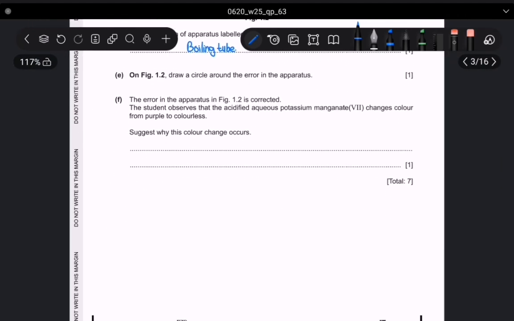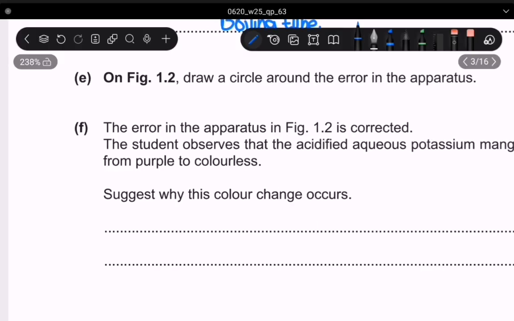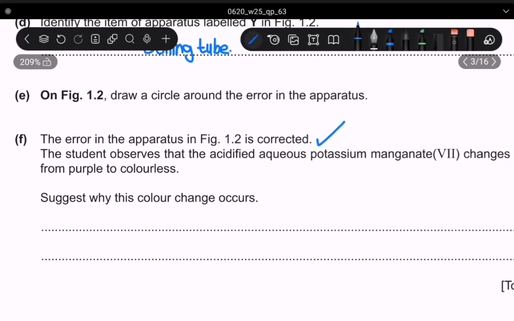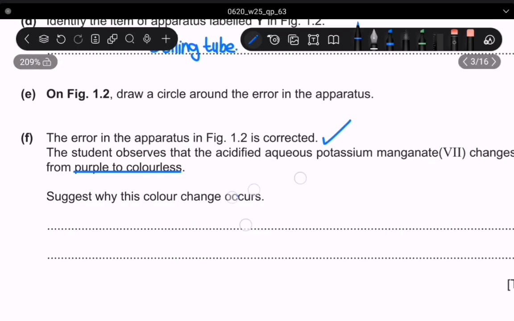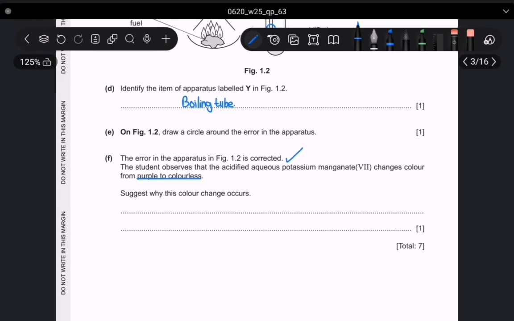The error in the apparatus in figure 2.1 is corrected. The student observes that acidified aqueous potassium manganate(VII) changes from purple to colorless. State why this change occurs. One thing to remember is that this is not a theory paper. When we're solving paper 6, you always need to keep in mind that you're linking it to practical thinking, not theory thinking skills. We know that this is an oxidizing agent.